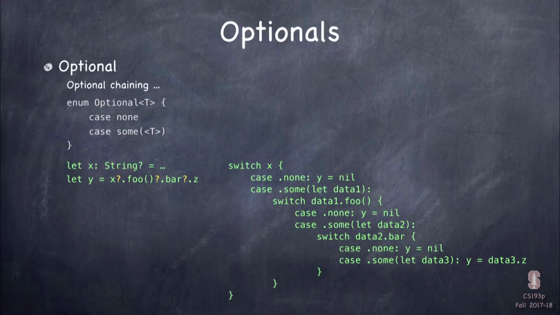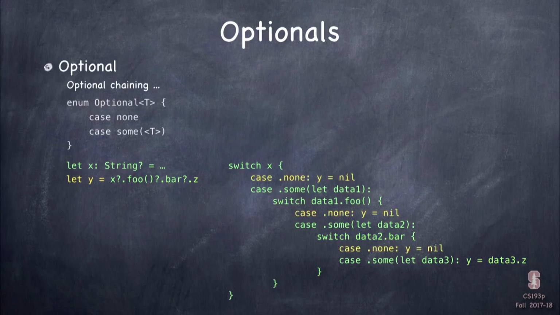And if at any time any of those things is nil, we just bail out and return nil. Okay, so the way that works in optional land is we switch on that first x. If it's none, we return nil, but if it's not, we get the data and call foo. If that works, we get that data from foo and we call bar, and then eventually we set y equal to z that comes out of that. Right? We're just moving across the chain.